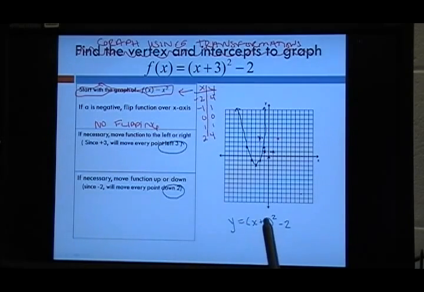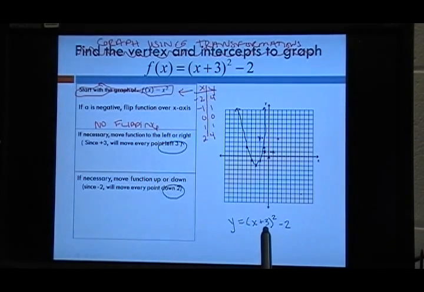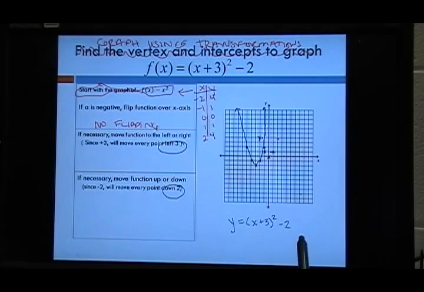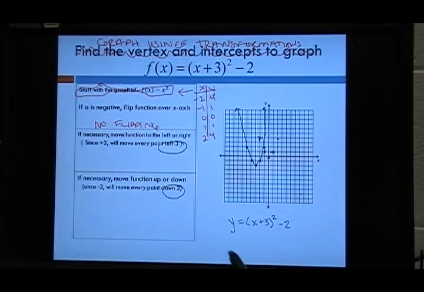And we discussed that if you wanted to graph by finding the vertex and the intercepts, the vertex would be at -3, -2. And let's check it. Is it? 1, 2, 3, 1, 2. It is. And then we would substitute 0 in for x to find the y-intercept, and 0 in for y to find the x-intercepts.